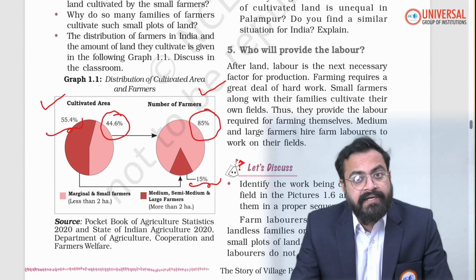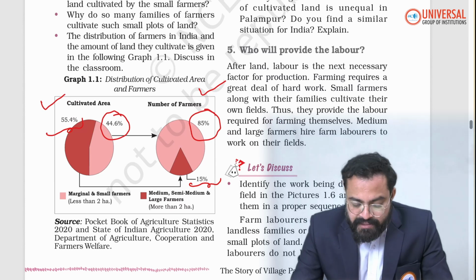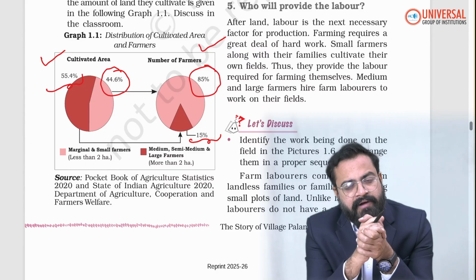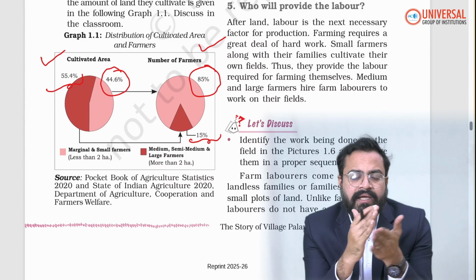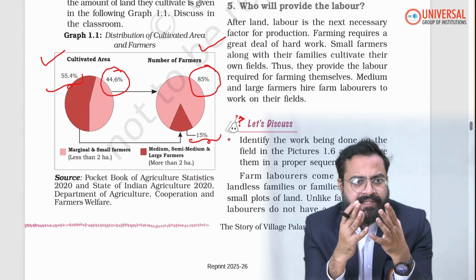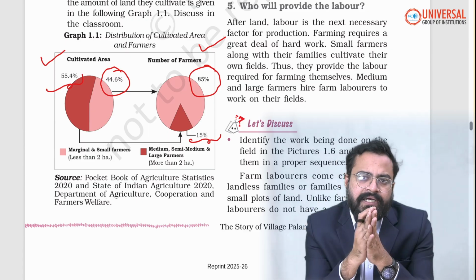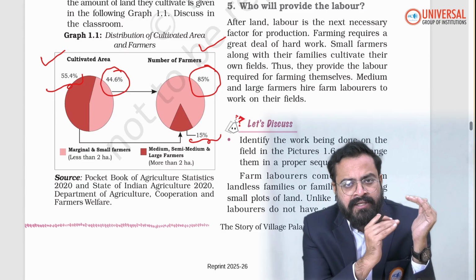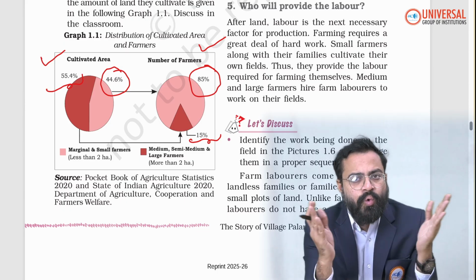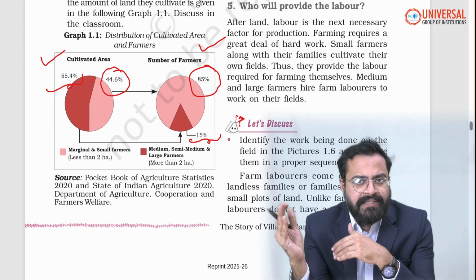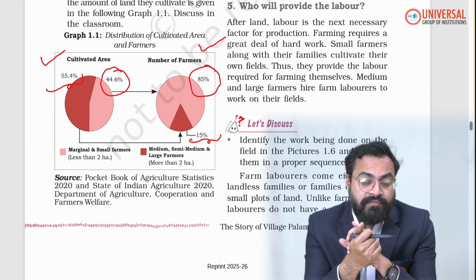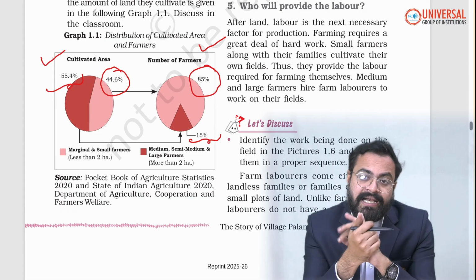Who will provide the labor? Now we know very clearly that the labor is provided by the landless laborers. When we gained independence, we had a huge amount of land inequality. On one side, we had the zamindars, the landlords who owned a huge amount of land. On the other hand, a large proportion of people were landless laborers.